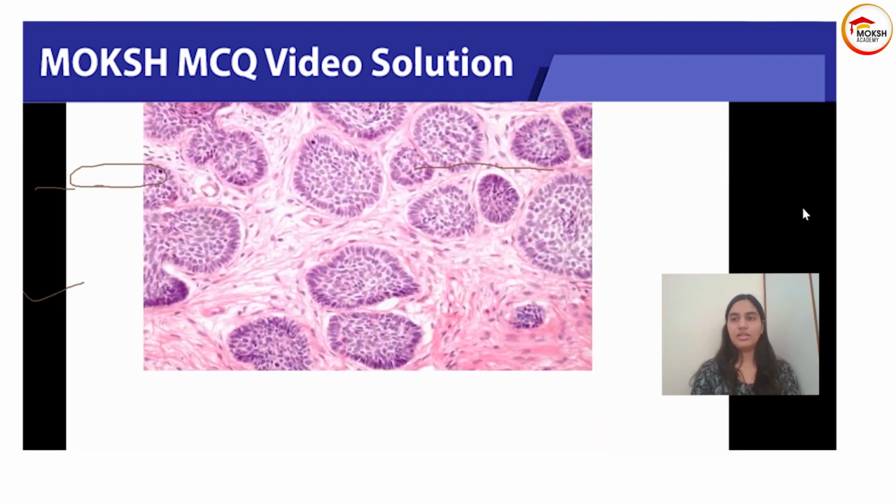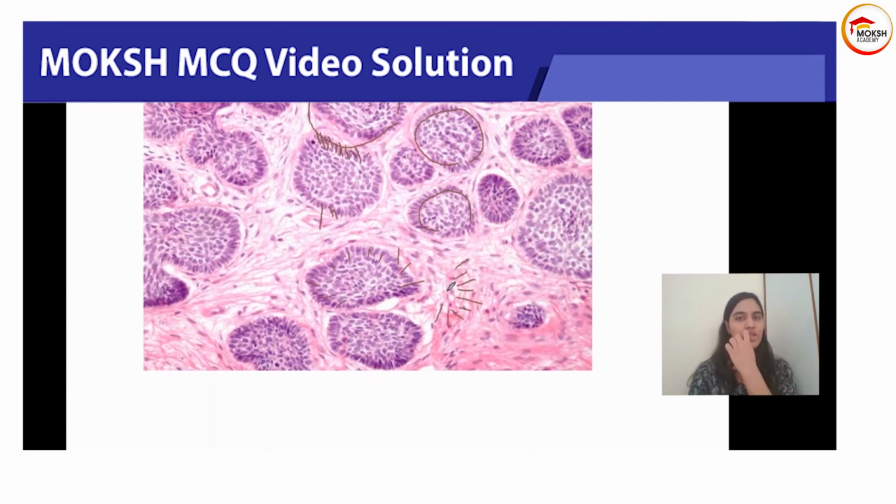What is palisading nuclei? It is this. You see here, all these cells, they are arranged like this everywhere. I hope you can see what I'm drawing here. Anything arranged like this is called palisading. And these palisading, you see here everywhere. These palisading nuclei are classic for basal cell carcinoma.